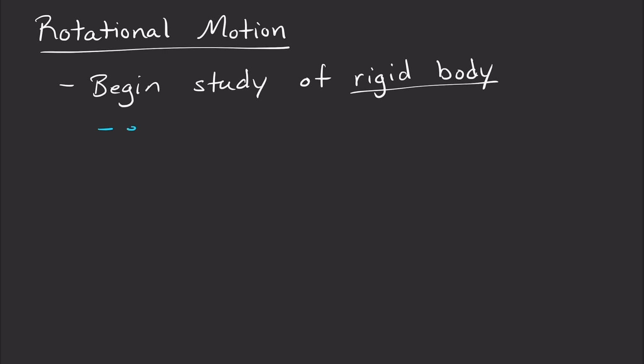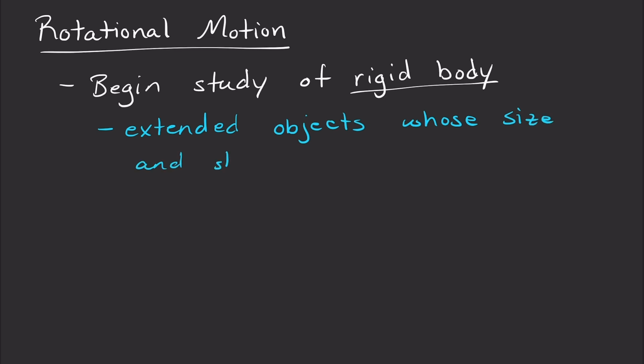Rigid bodies are now extended objects. They're extended into 2 dimensions or 3 dimensions, but we'll only look at 2-dimensional rigid bodies. They're extended objects whose size and shape stay the same. Size and shape do not change, and that's why they are rigid.